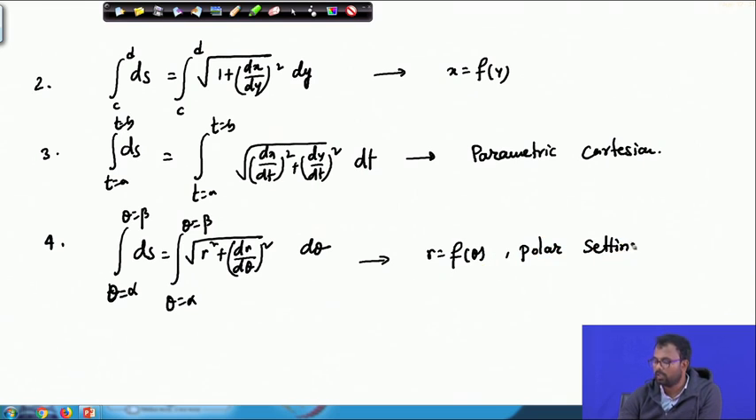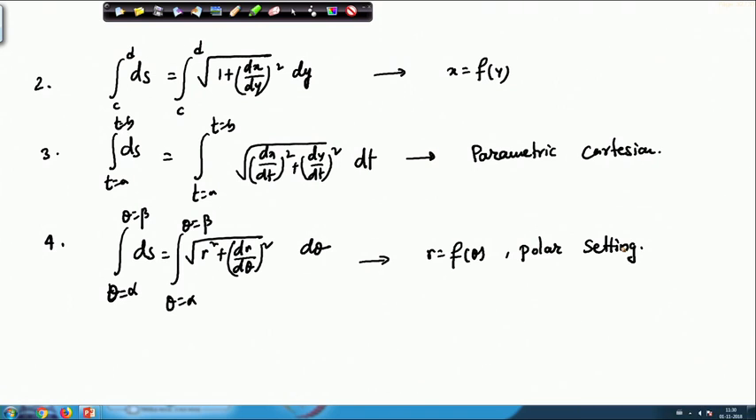So, depending on the type of equation given to us, we can use one of the formulas. If it is y equals f x, then we use formula 1. If it is x equals f y, we use formula 2, and if it is x equals some phi t and y equals some psi t, then we will use the third formula. And if we have r equals f theta, that means a polar coordinate expression, then we will use the last formula, and based on that we can calculate the length of the arc between 2 points. Earlier we calculated the area between 2 points, now we are calculating the length of the arc between 2 points.